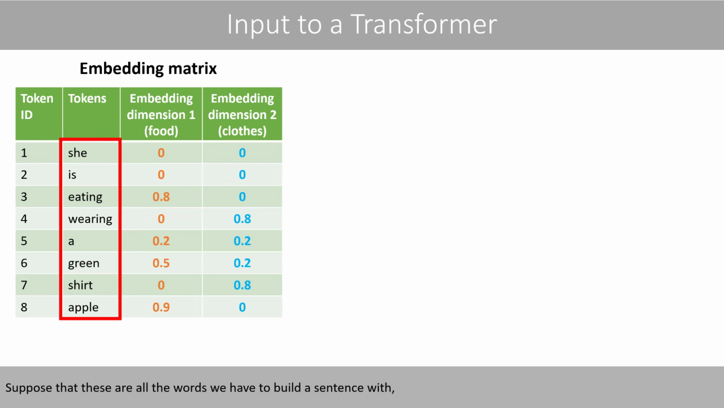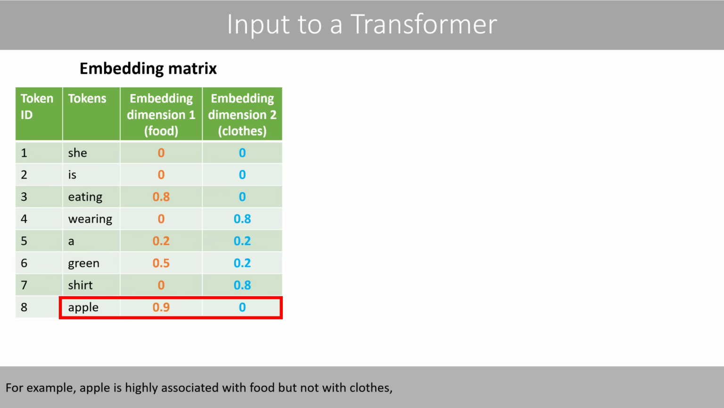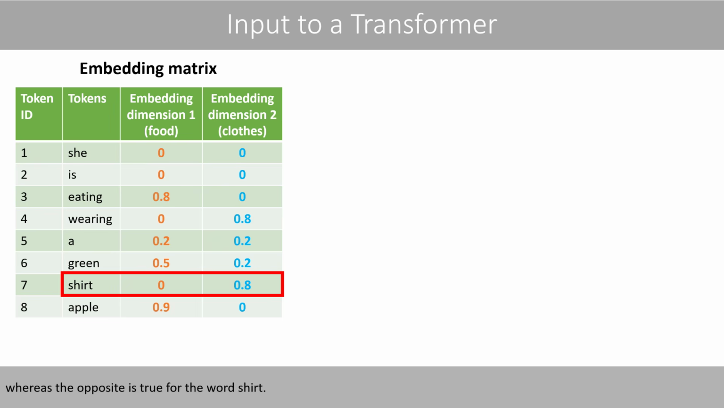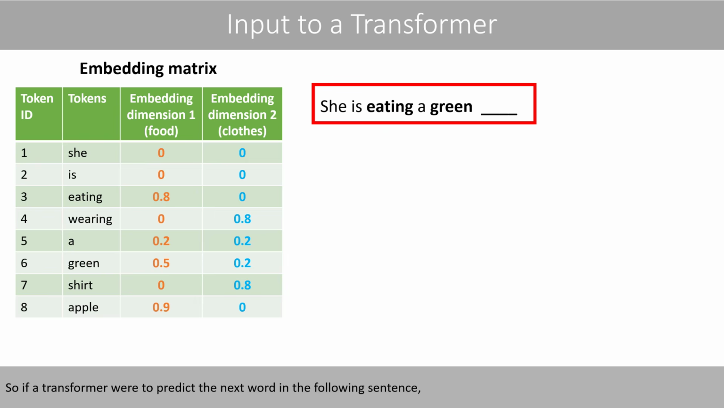Suppose that these are all the words that we have to build a sentence with, and that these two embedding dimensions represent food and clothes. For example, apple is highly associated with food but not with clothes, whereas the opposite is true for the word shirt. Note that 0 here means no association with the embedding dimension.